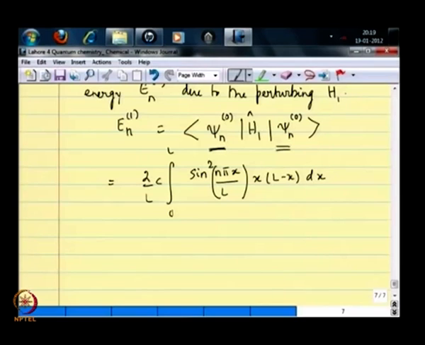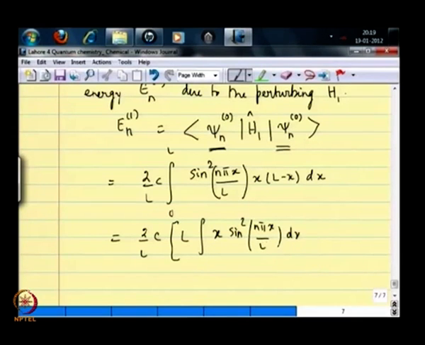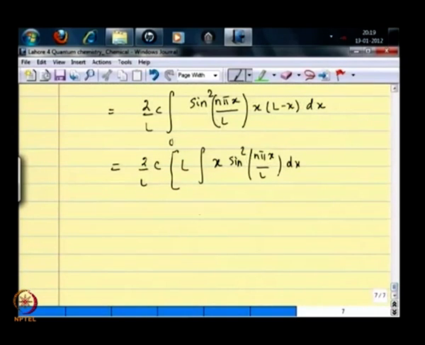The correction is maybe one step. I will just write down 2 by L C, which is just to expand this: integral from 0 to L of x sine squared n pi x by L dx, minus integral from 0 to L of x square sine square n pi x by L dx.